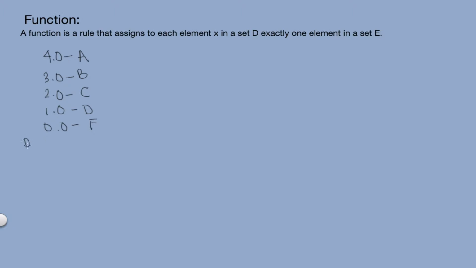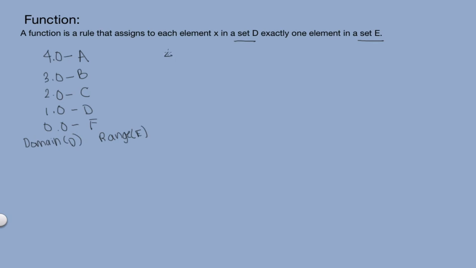We have our domain over here on the left, and we'll call that the set D, and the range over here on the right, and we'll call that the set E. And this is exactly from the definition from mapping a set D to a set E. So what happens is we put in a 4.0 into our function and it'll output an A. We put in a 3.0 and it outputs a B, and so on. So this is definitely a good example of a function.